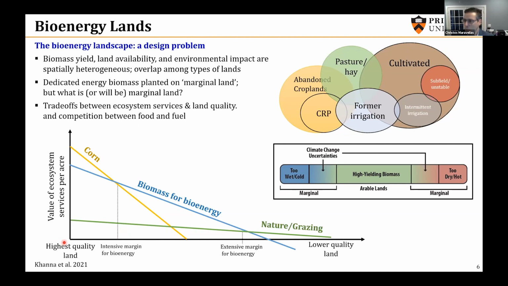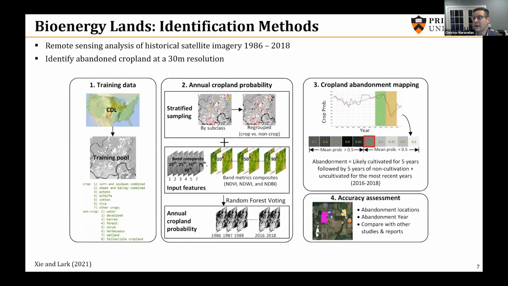When the quality is high, we know that the best outcome, in terms of the ecosystem services that we obtain from that land, is for it to be used for food. Then as the quality of the land decreases, the best use would be for energy. And if the quality is very, very low, then we cannot really do anything with these types of lands. But determining these thresholds is not trivial and is going to depend on space. So how do we address that?